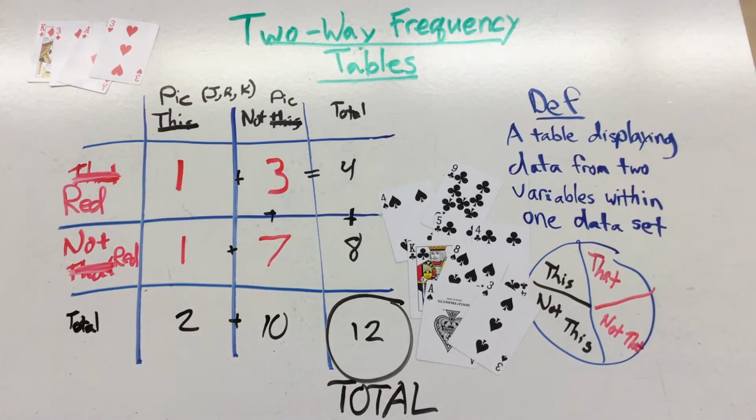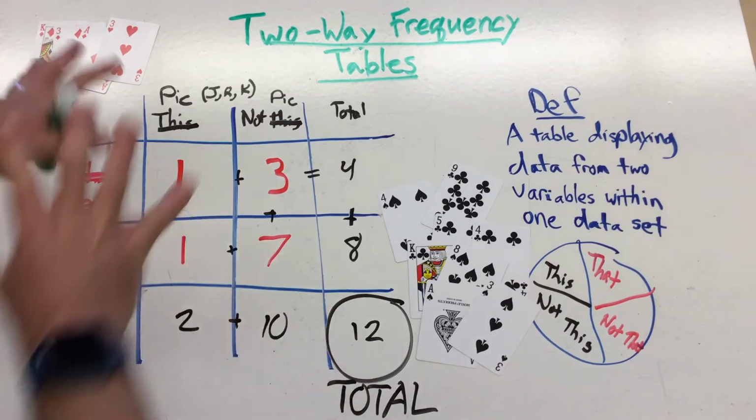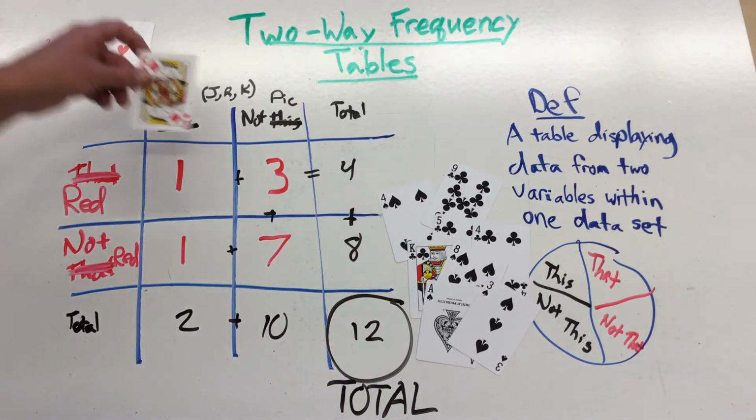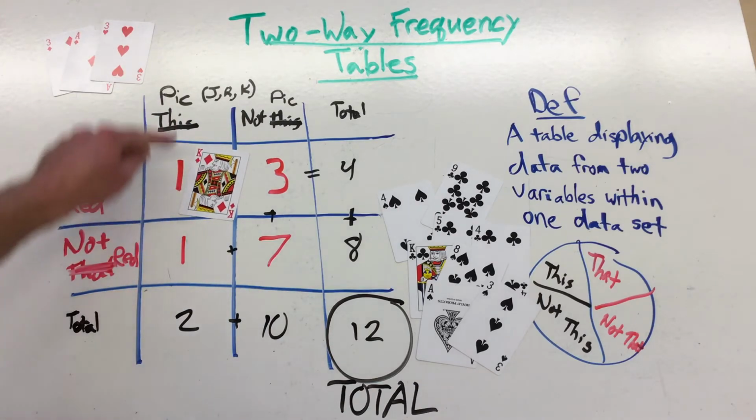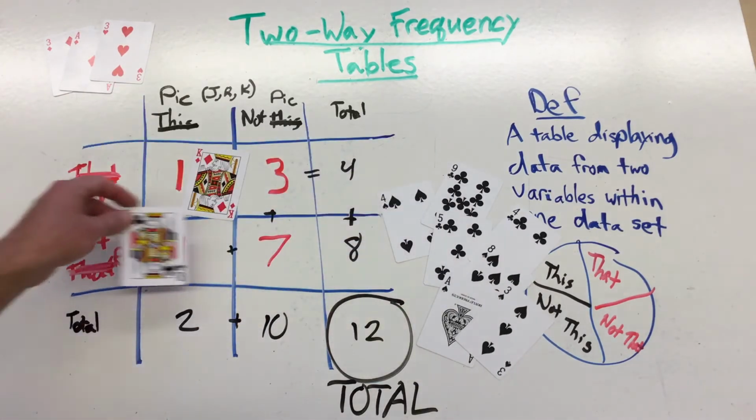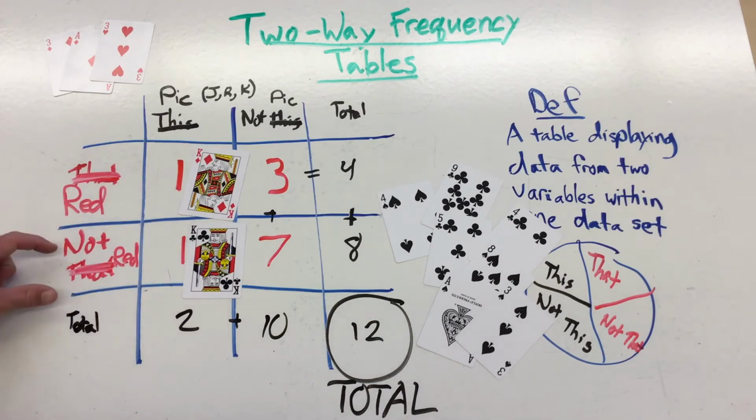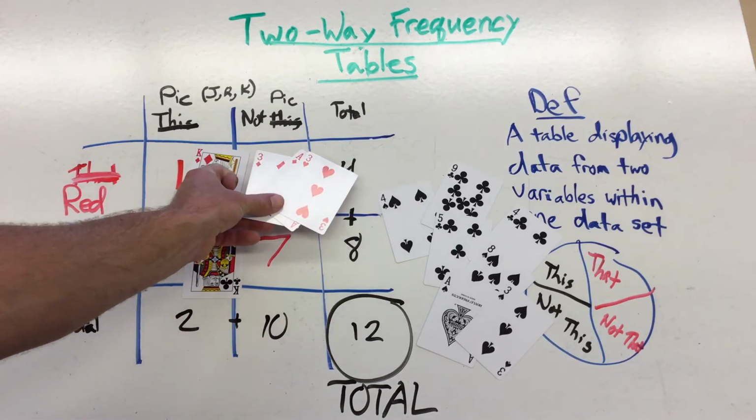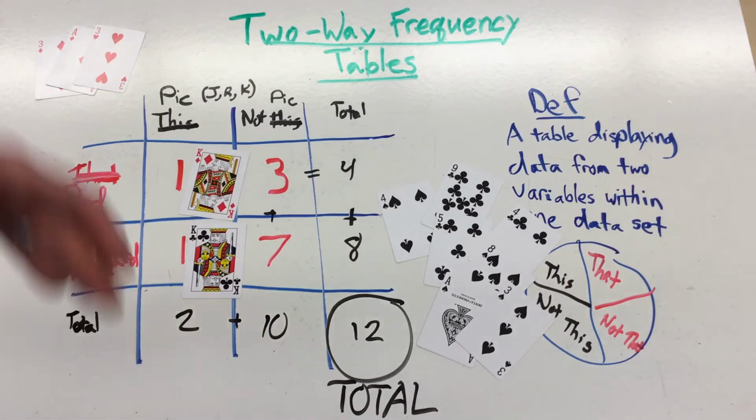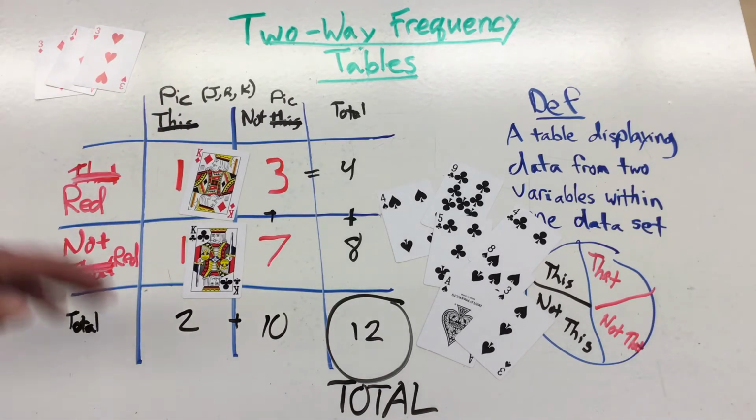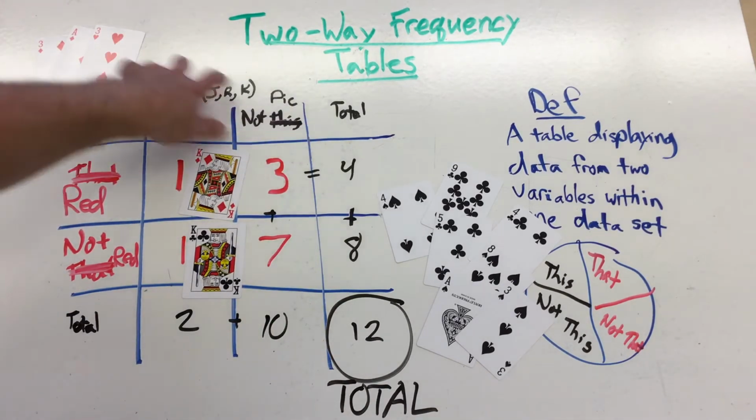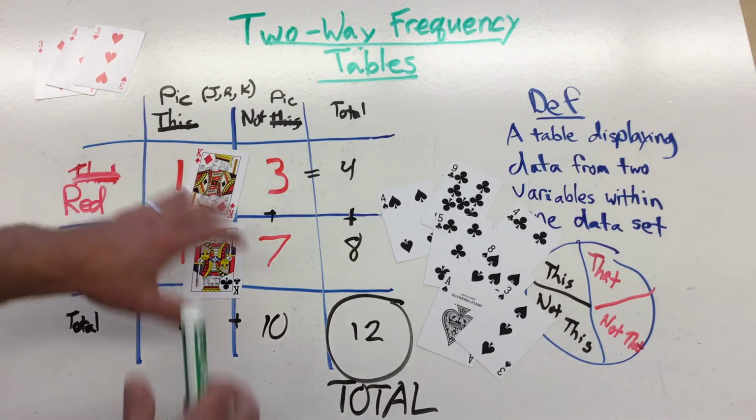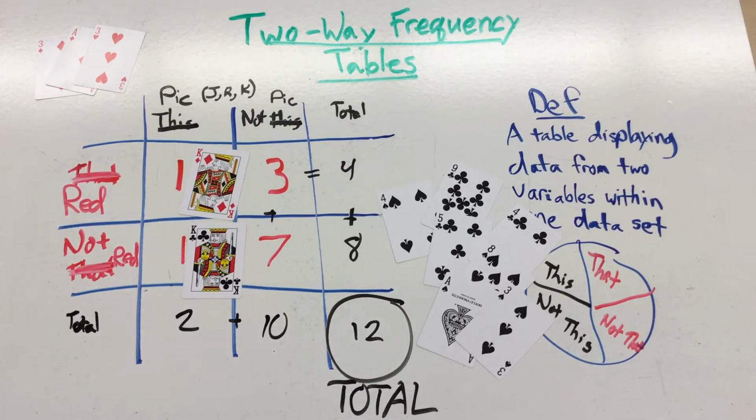Now, what I want you to take from this is that what we're doing is overlapping different sets again. Remember, here we're looking at just the picture cards. We have one that was red and a picture card, and one that is black, and so not red, and a picture card. And then the rest fit into this category right here. So again, a two-way frequency table is a way of displaying data of two different variables, picture, not picture, red cards, and breaking those into even more categories, and then displaying it so that we can extract some information from it.